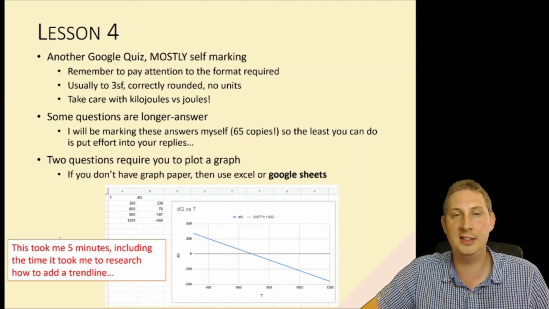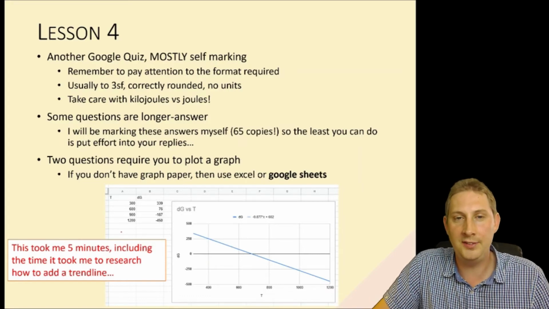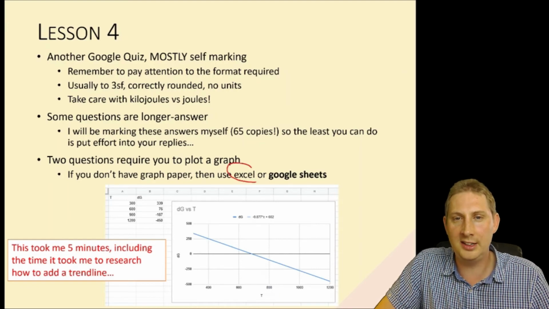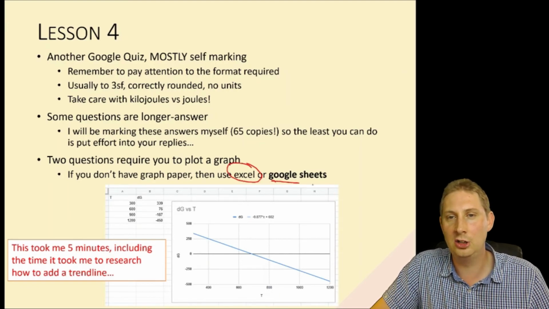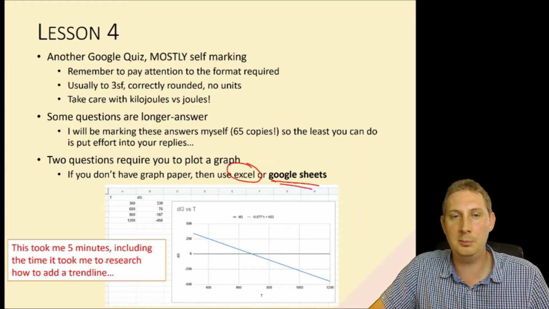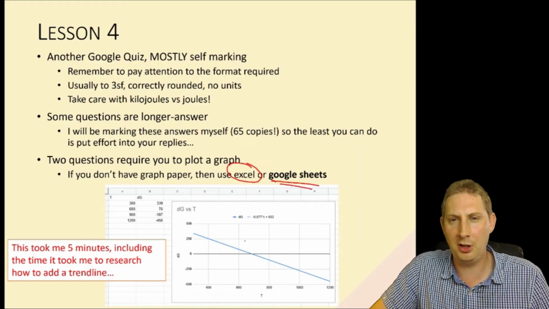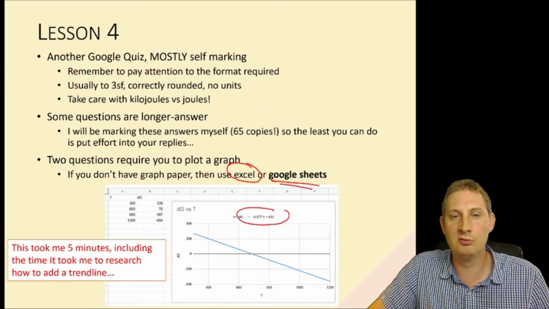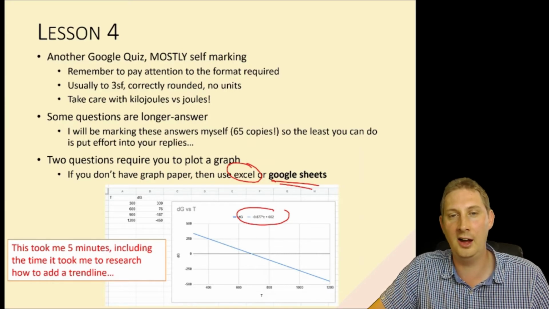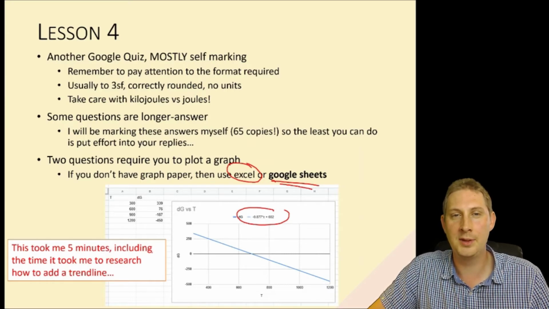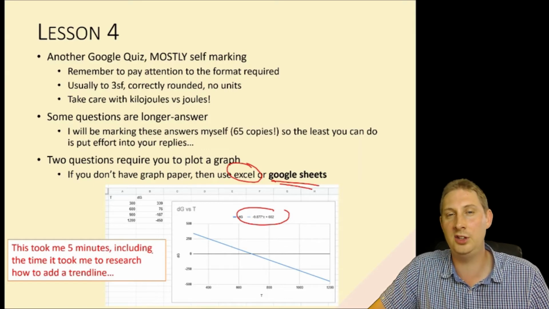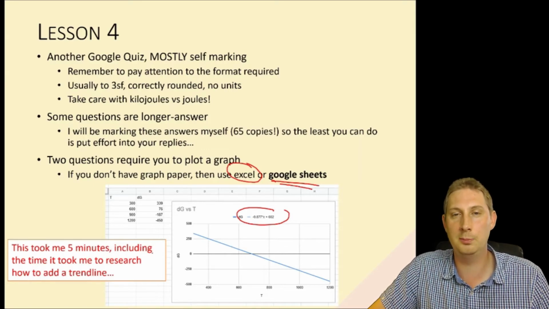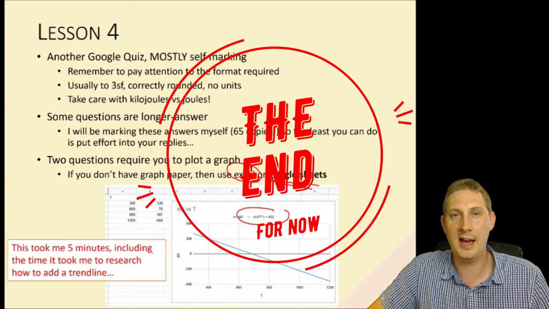And 2 questions at least require you to plot a graph. There's no excuse not to do this. If you don't have graph paper, then either use Excel, or if you don't have Excel, Google Sheets. It took me 5 minutes to plot this on Google Sheets, and that included the time it took me to research how to add a trend line to a graph in Google Sheets. So there's really no excuse. I don't want any of you leaving the answers blank because you couldn't plot a graph. Okay, good luck. Hope it goes well.